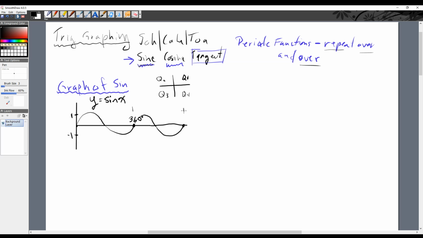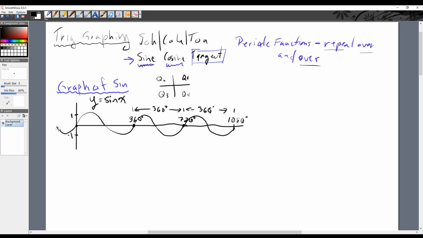So from here to here, this distance would be another 360 degrees. If this is 360 and we go another 360, this would be 720 degrees. And if we wanted to, we could do another full cycle. It would go like that, and it would be yet another 360 degrees. If we add another 360 onto that, that would take us to 1,080 degrees. And this keeps on going, and it keeps going in this direction as well.